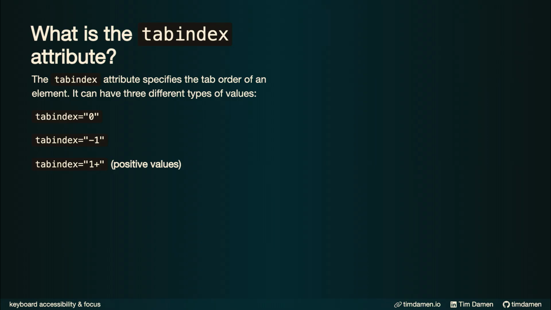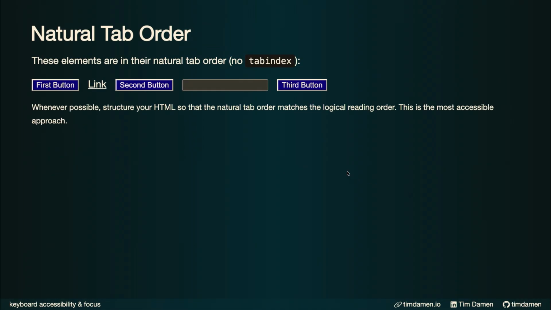So you have basically 3 different input types for the tab index. It's a 0, -1, and a +1 positive values. And I will show a demo of a few of them. So first one is no tab index. It's just the natural tab order. And like you can see, just logical from left to right and from top to bottom. All the elements receive focus. That's great.